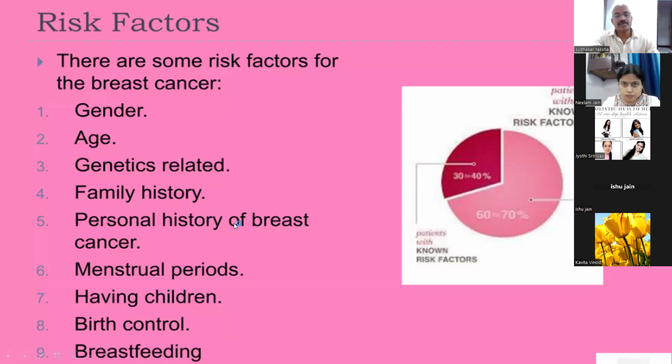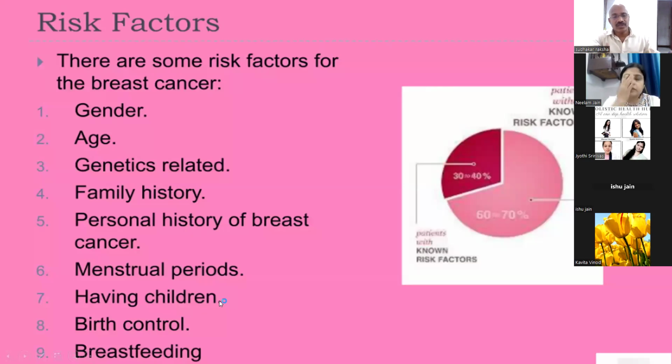Personal history: if a person has had breast carcinoma and surgery is done, this person will have the possibility of developing a new carcinoma, not a recurrence. Freshly developing a new carcinoma is more likely in a person who has had breast carcinoma. It may develop in the contralateral breast. Menstrual periods: if the menarche is very early or the menopause is late, the longer the reproductive life, the more is the risk for developing breast carcinoma.